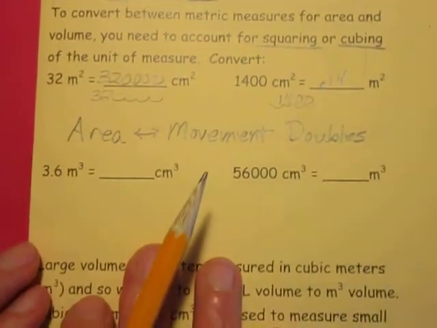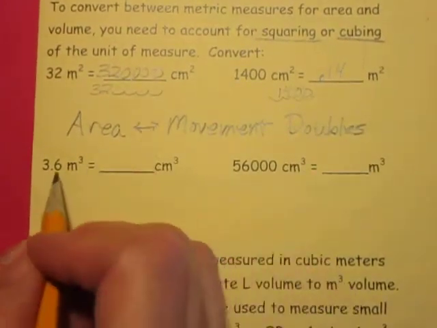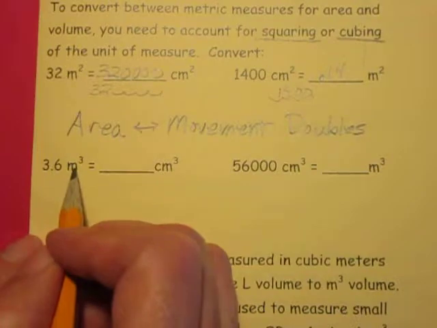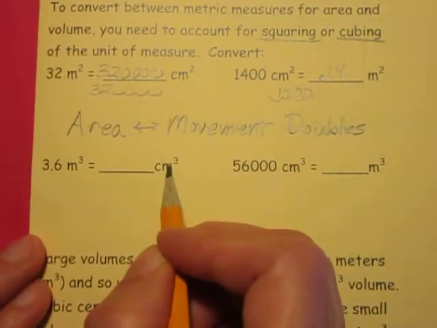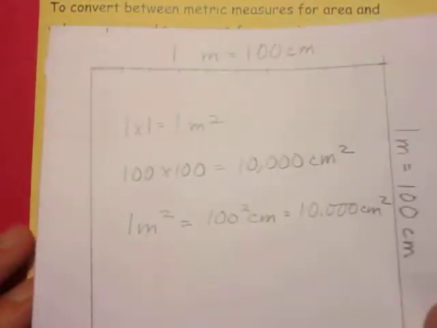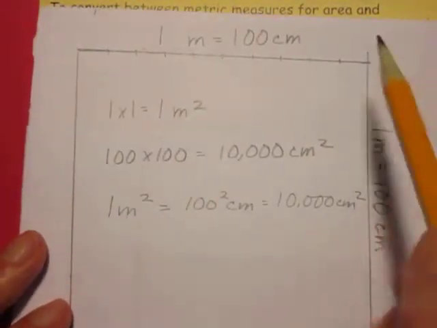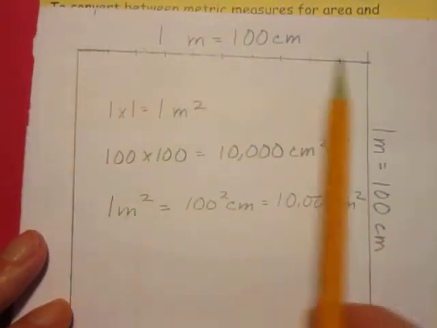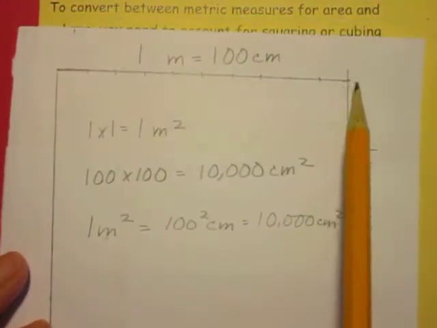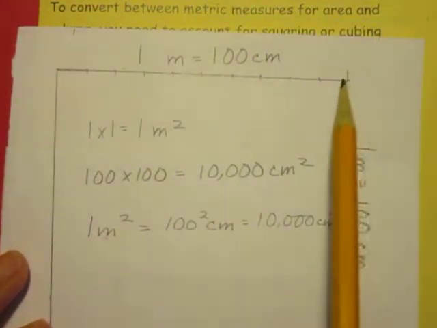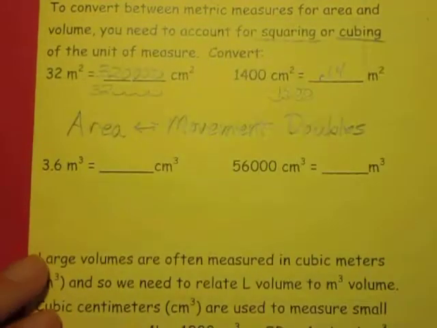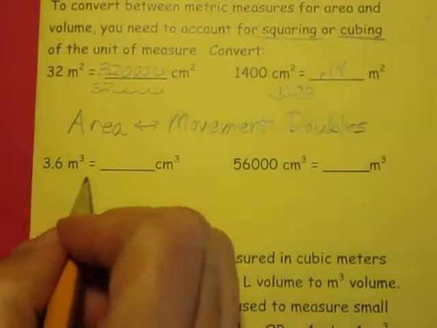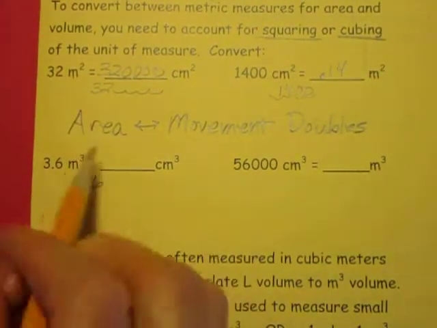Now we're going to take a look at volume. Here we've got 3.6 meters cubed, and we're going to go to centimeters cubed. Going back to this picture, I can't really draw this three-dimensionally, but you can think about this. You're going 1 meter by 1 meter, and we're going to go a third dimension here. So this expansion is going to happen one more time.